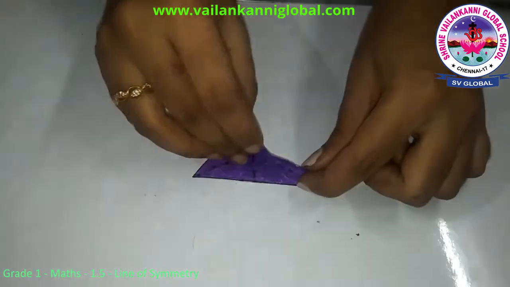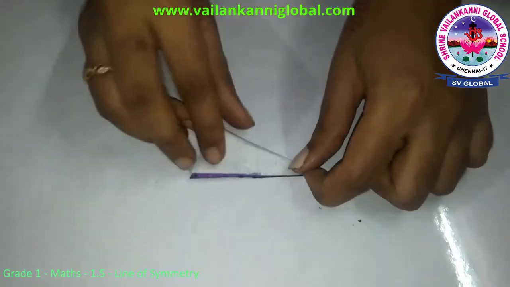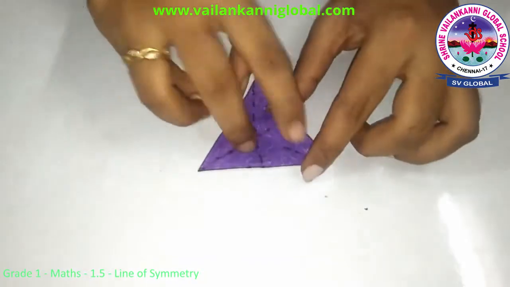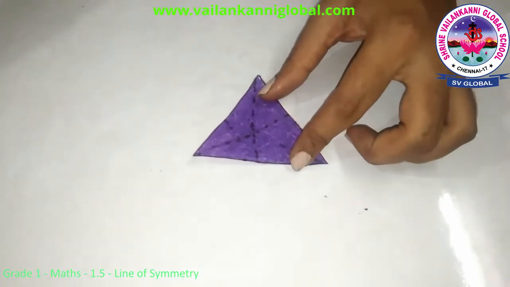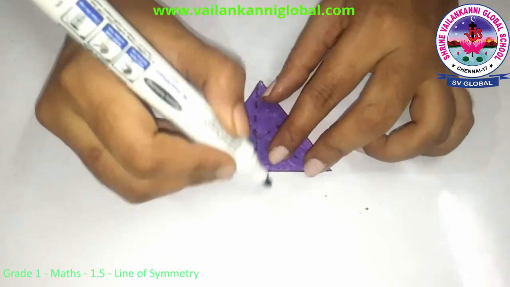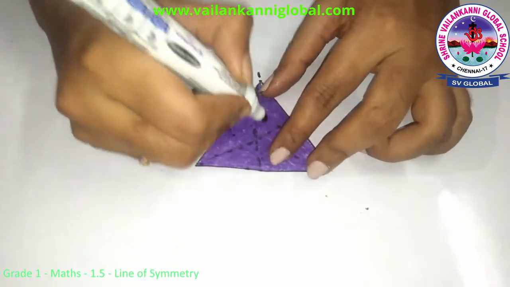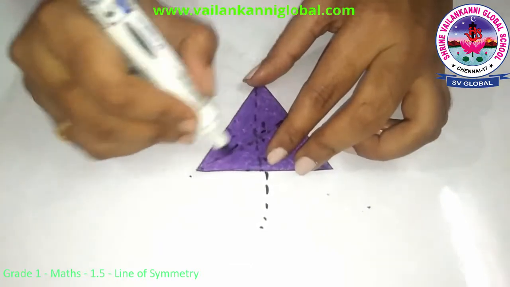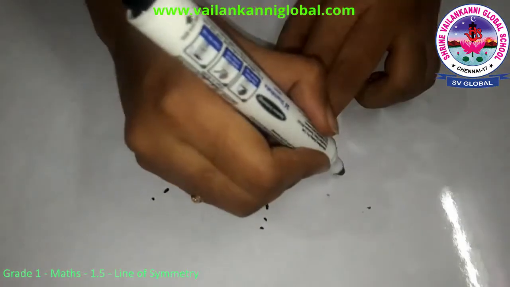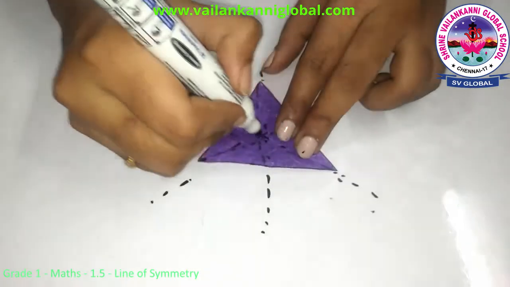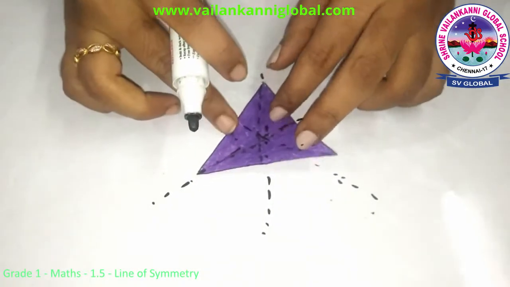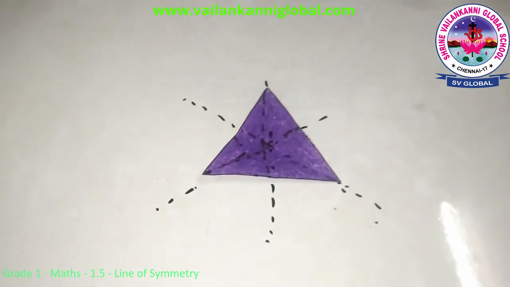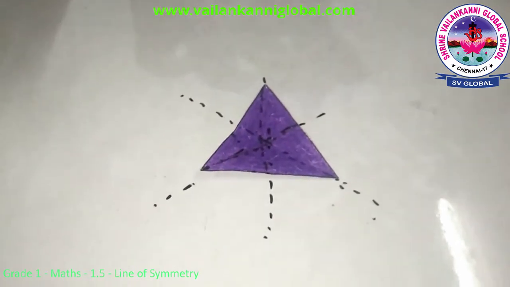Now I am going to fold it this way. Okay, so here the line of symmetry is here. So as you can see, the lines of symmetry are towards this corner, and towards this corner, and towards this corner. So totally there are three lines of symmetry for a triangle.